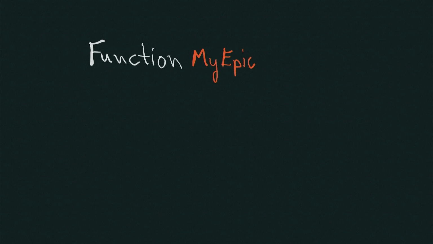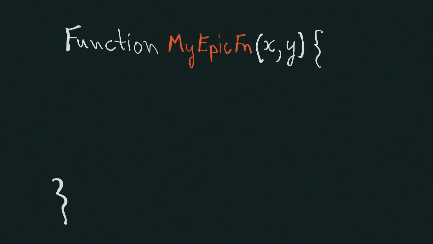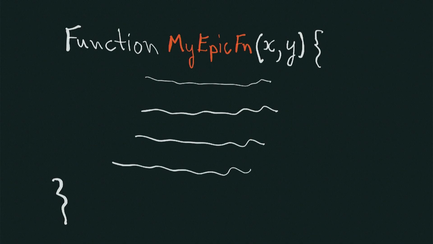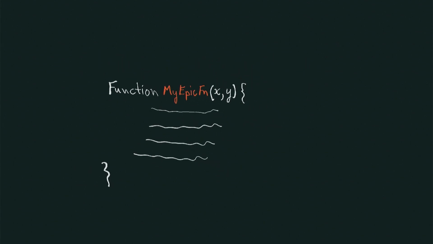Let's say you have a function right here, and let's call it my epic function. We expect it to receive two arguments, x and y, and these are just some curly braces. This is where the code will go and do its magic. So we have this basic function, and with this function we accept some arguments, like we said, x and y.